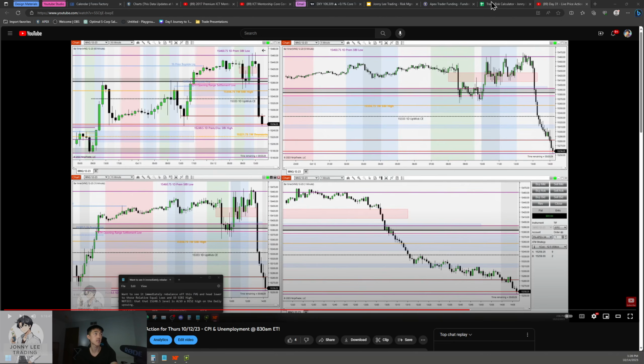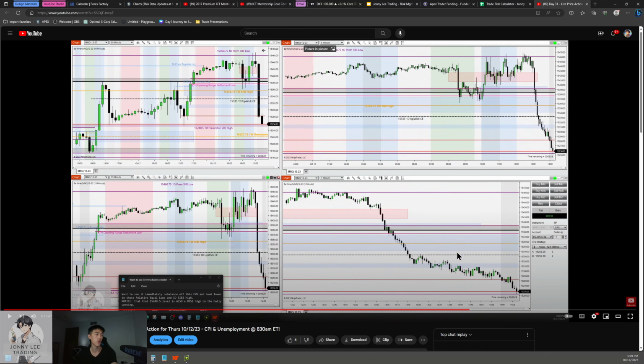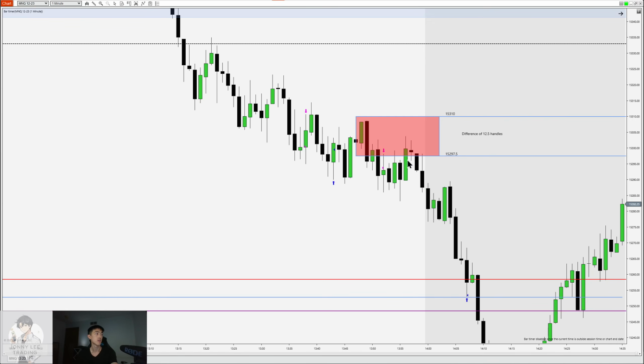Let's go back to that risk calculator. Remember, one contract, 40 handles, $80. What does that happen? One contract, 40 handles, $80. Let's look at that trade a little bit closer, okay? Now this is really important here, so pay attention.